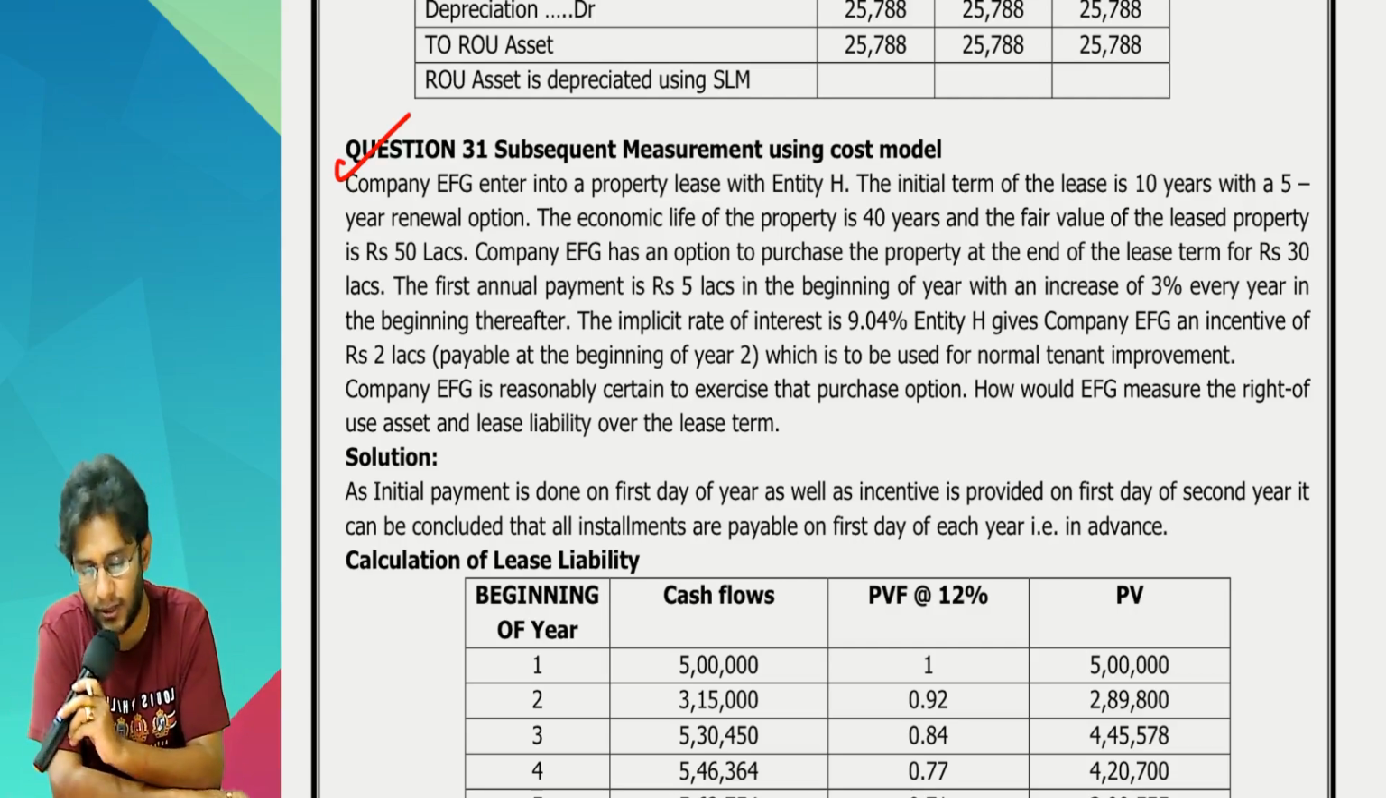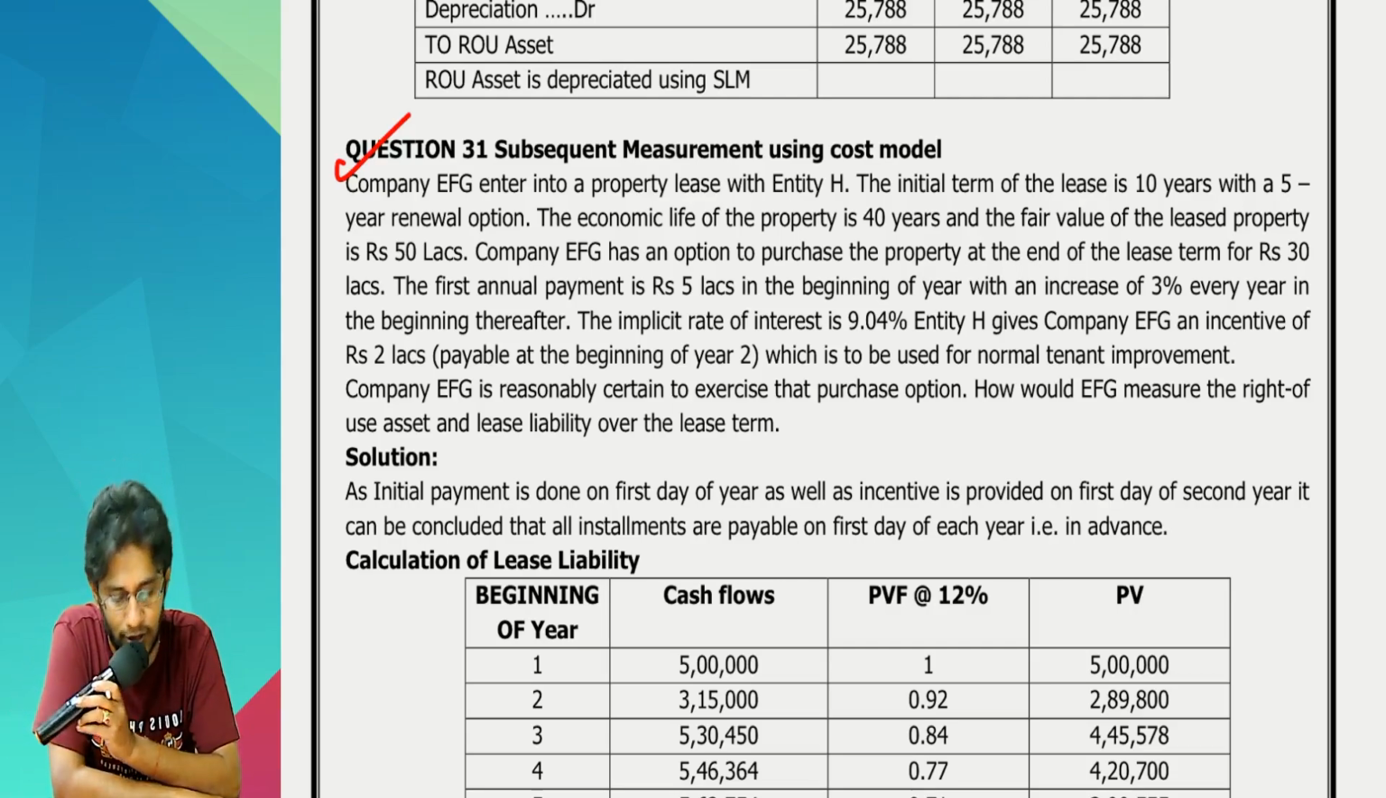Company EFG enters into a property lease with entity H. Easy sum, but should be careful. The initial term of the lease is 10 years with a 5 years renewal option. The economic life of the property is 40 years and the fair value of the leased property is 50 lakhs.